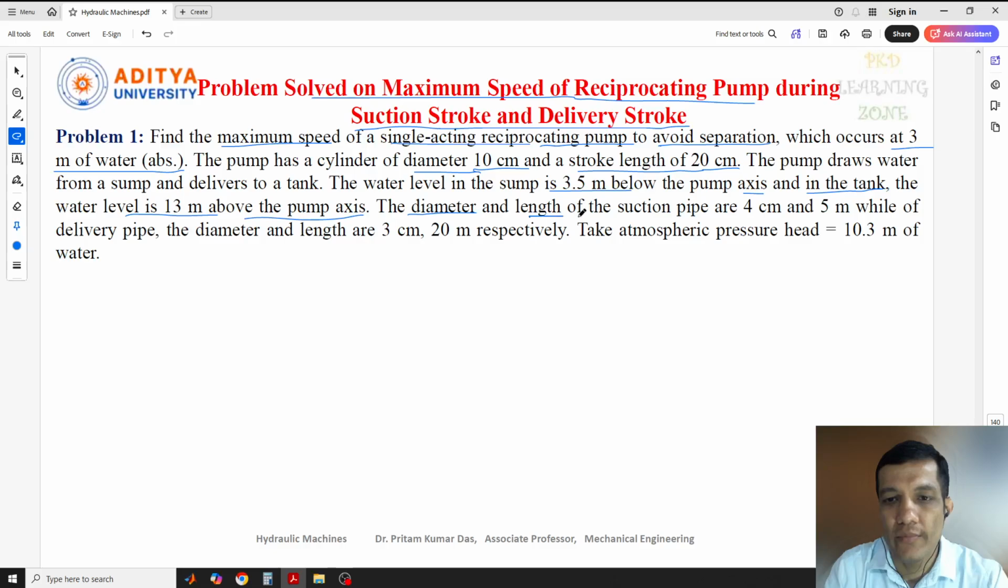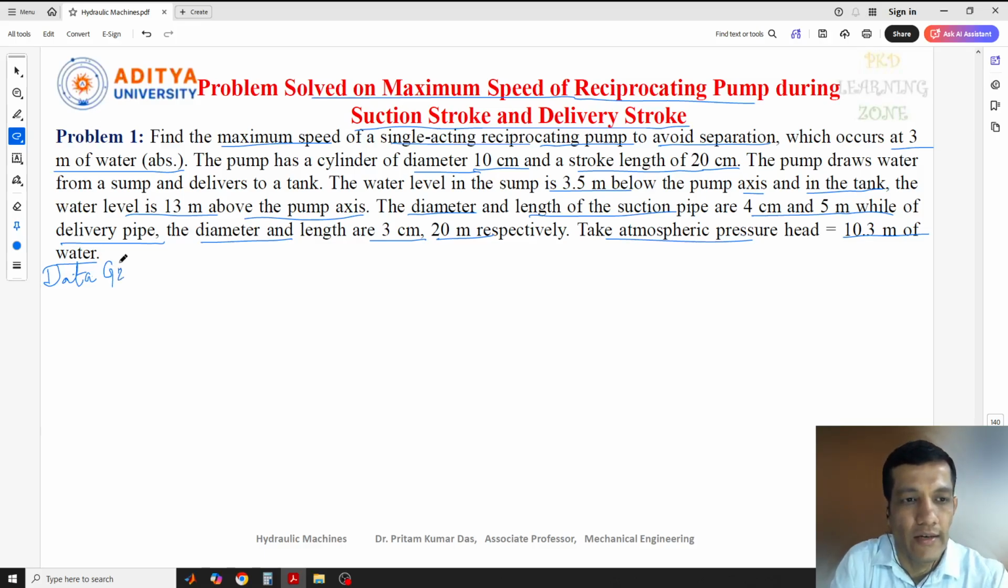The diameter and length of the suction pipe are 4 centimeter and 5 meter, while of delivery pipe, the diameter and length are 3 centimeter and 20 meter respectively. Consider the atmospheric pressure head is 10.3 meter of water. So this is the question given, and we need to find out the maximum speed of a single acting reciprocating pump. So first of all, I'll write the data given. Then only two equations are there. Like a single equation, if you remember, it can be applied for both the suction stroke and the delivery stroke.